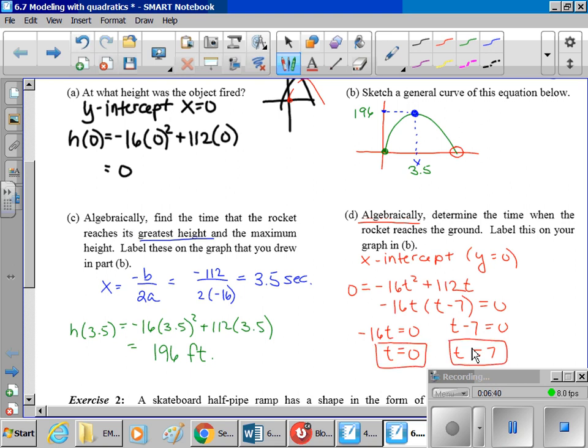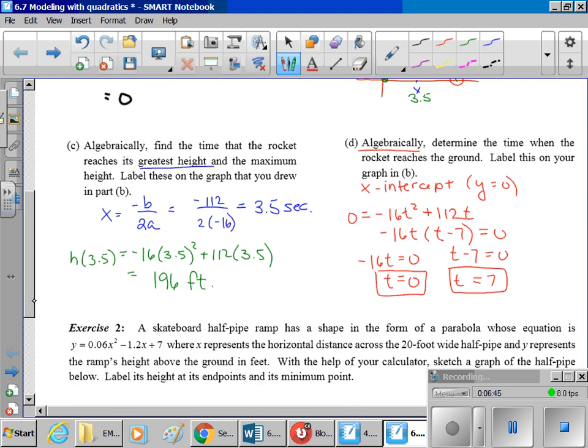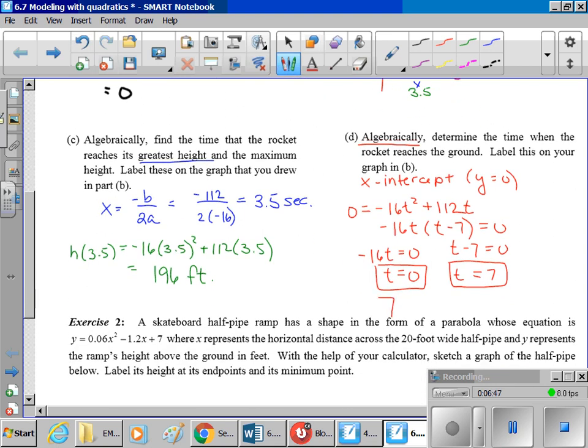But remember, they're asking for when it hits the ground. So the answer for this one is going to be t, so 7 seconds. I actually shouldn't put boxes around them. I should definitely put a box around this one because this is the answer to the question. Okay? Again, please make sure you're listening and paying attention to what I'm doing, and then pause it and write things down.